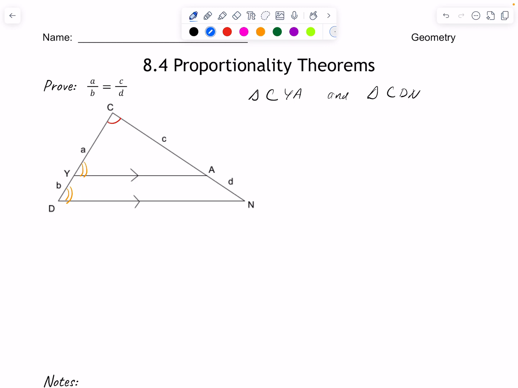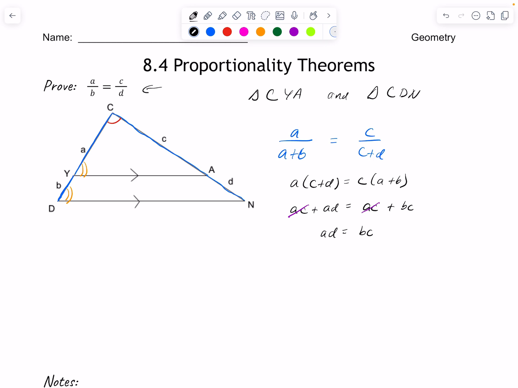Based on what we did with our similarity ratios, we could say that this length, A, over, if I kept going and added this extra part, the YD, so that would be A plus B, has to be equal to the ratio of C over C plus D. So I'm going to cross multiply here. I get A times C plus D equals C times A plus B. Distribute, so AC plus AD equals AC plus BC. You should notice that I have ACs on both sides, so I'm going to cross those out. Those are 0. So now I have AD equals BC.